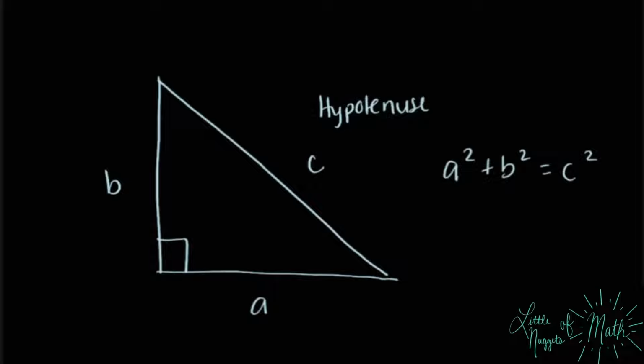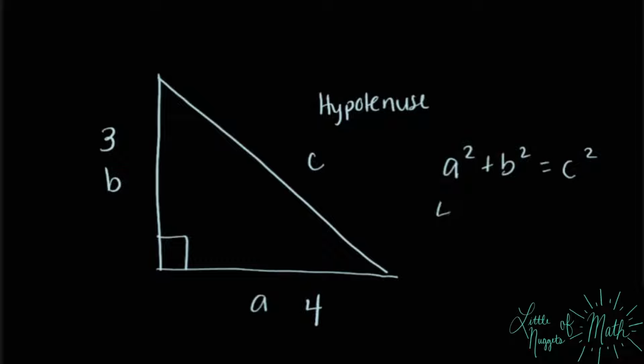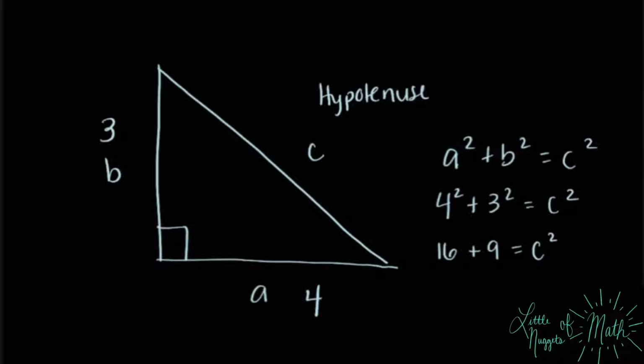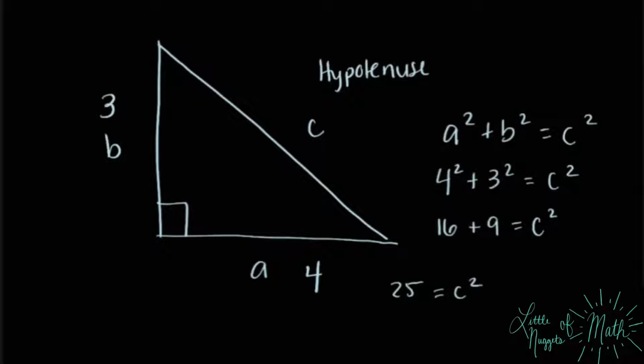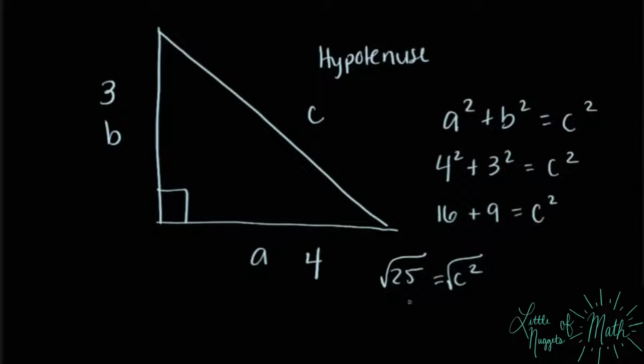So for instance, if a equals 4 and b equals 3, then we would say 4 squared plus 3 squared equals c squared. 4 squared is 16, plus 3 squared is 9, and we get c squared. 16 plus 9 is 25. And so c squared we know equals 25. To solve for c, we're going to take the square root of both sides. And so we know that c equals 5.